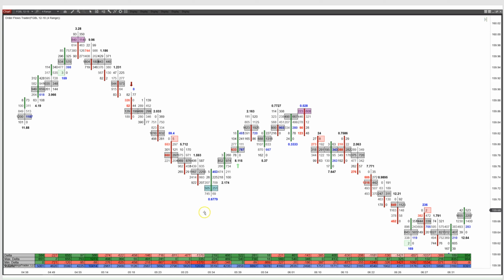This is stopping volume. This is stopping volume. This is what the NinjaTrader 8 version of Order Flows Trader does. It tells you this is stopping volume. I call it prominent point of controls, but it's really trying to highlight to me the stopping volume coming into the market. So what's going on here?